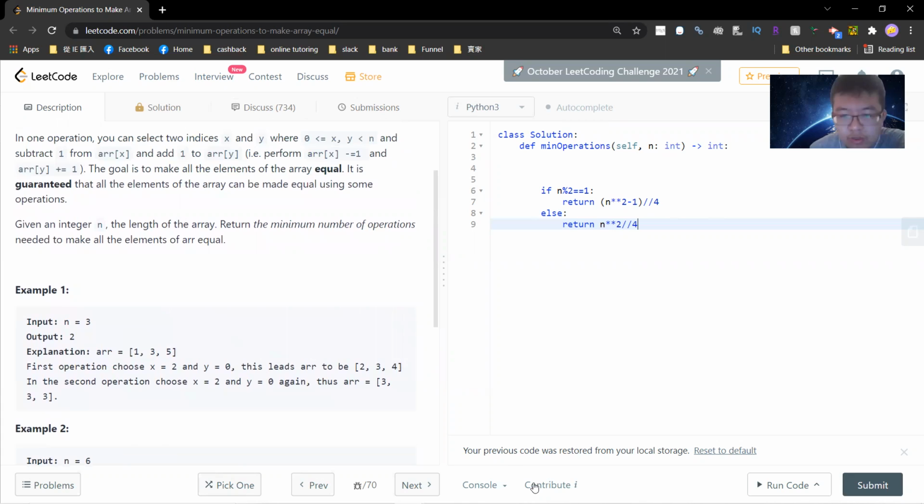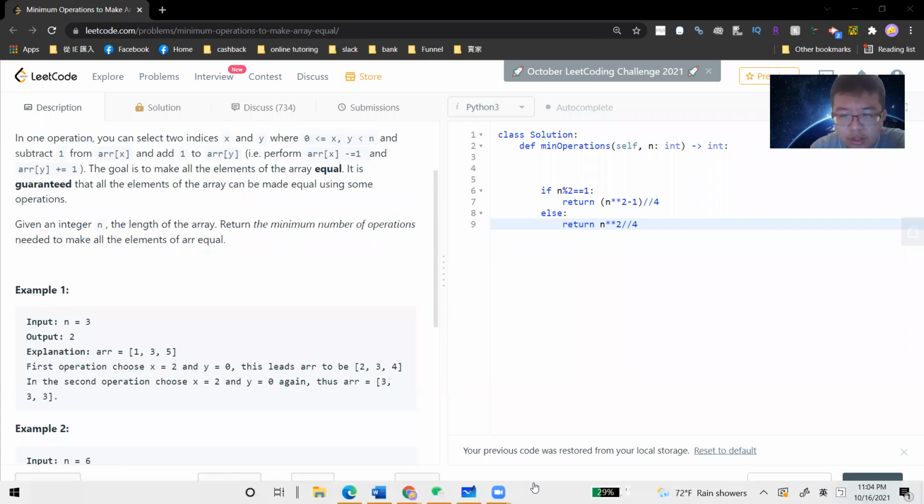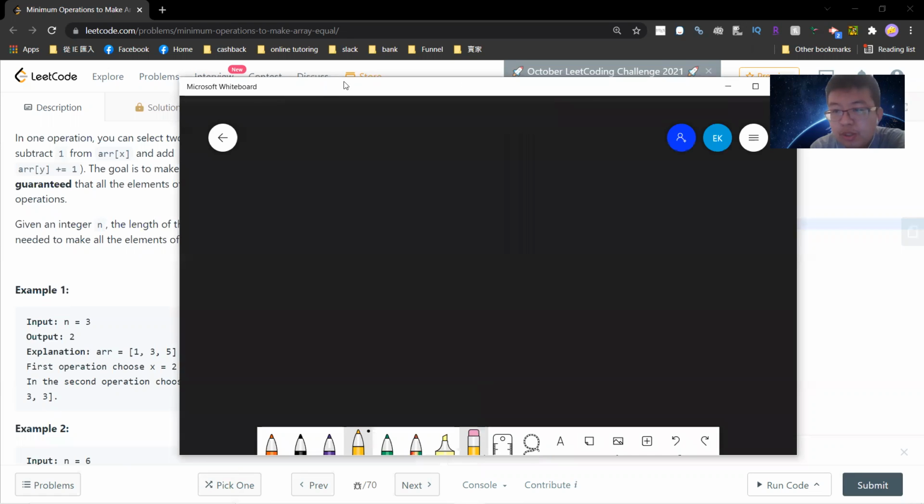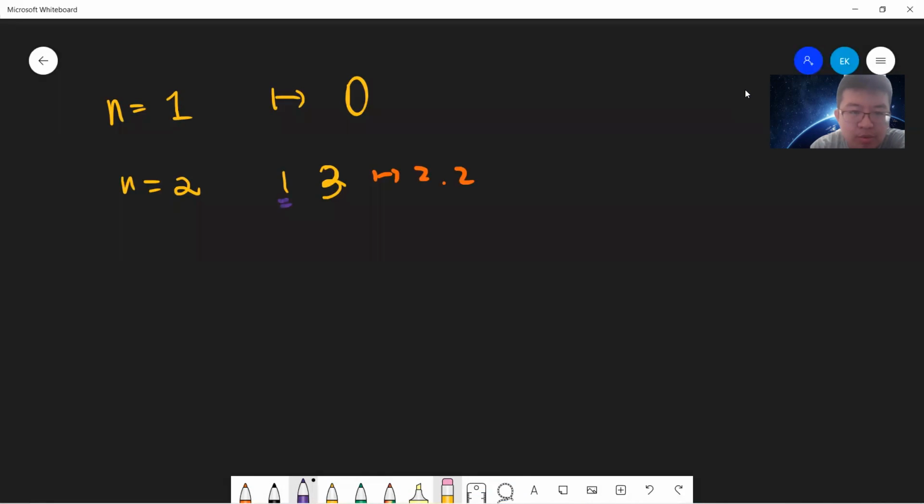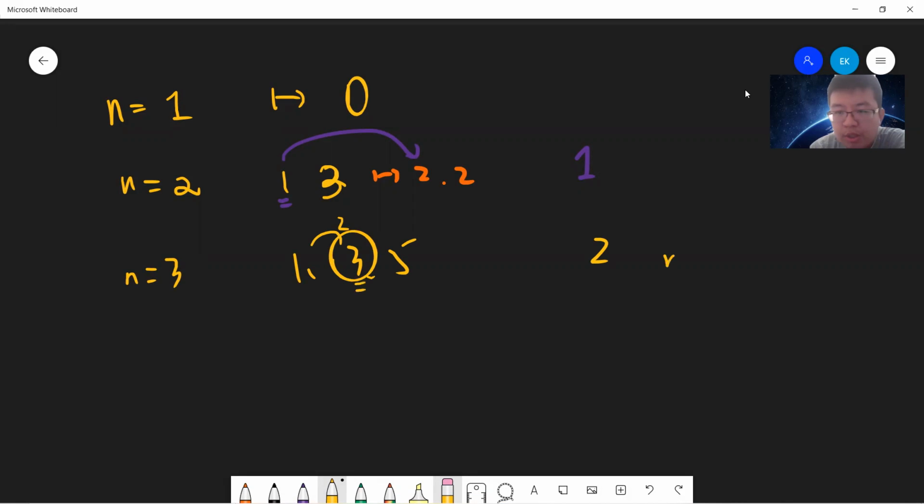From your understanding, you should guess the answer should be the median. Let's do a little check. If n is 1, the answer is 0. If n is 2, you get 1, 3, and you should make it 2, 2. You only care about the steps, which is 1 to 2, so it's 1. For n equals 3, you get 1, 3, 5. The answer is 2. So the key is that you just need to find the median.